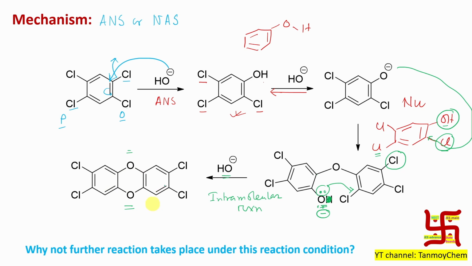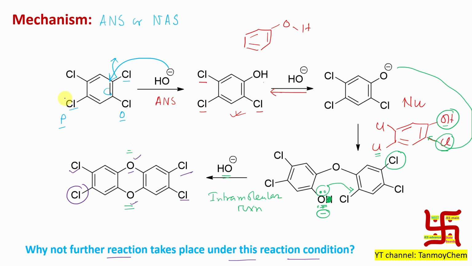Now you may ask one question: sir, will the reaction stop here or will it proceed further? Actually, the reaction will stop here, it will not go further. Why? With respect to this chlorine, at the para position, one oxygen. With respect to this one, one oxygen. With respect to this one, para position. With respect to this one, para position, one oxygen.